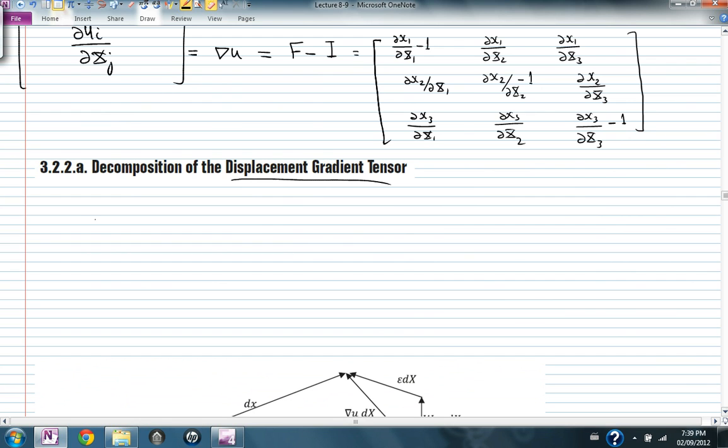If I have a vector dX, this is a material vector drawn on my object before deformation. After deformation, this material vector becomes small dx, and small dx, as we said, which is a tangent to the material, is equal to the deformation gradient F multiplied by capital dX.